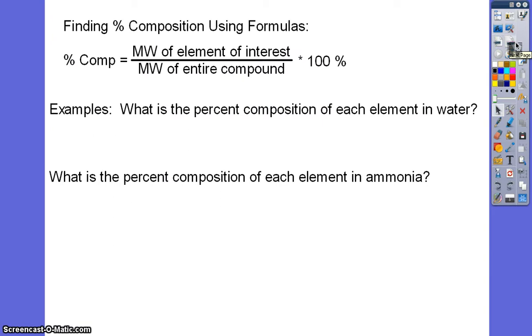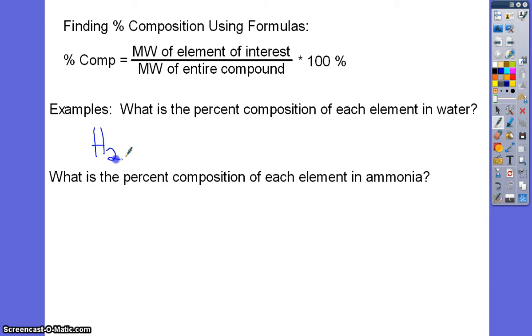The equation that we use for finding percent composition is given here at the top. You take the molecular weight of an element of interest divided by the molecular weight of the entire compound, and then you multiply it by 100% to give it those percentage units. So we want to know, for example, what is the percent composition of each element in water. First, we need to make sure that we know the formula for water.